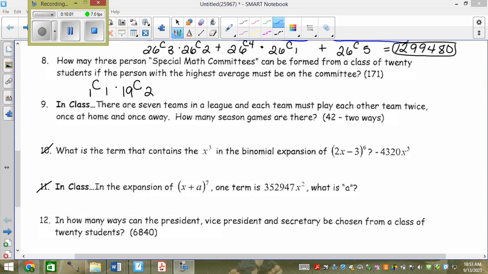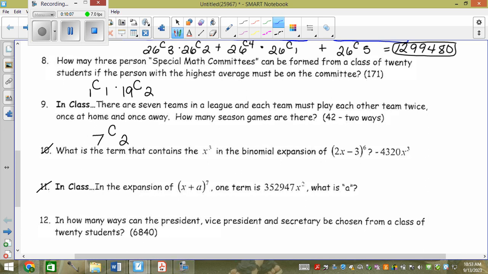It says there's two ways because we can go 7. I have 7 teams. I choose 2 at once, right? Now, the catch on this is I have to times it by 2 because they play 2 games, and that gets me 42. Now, some people use 7p2.